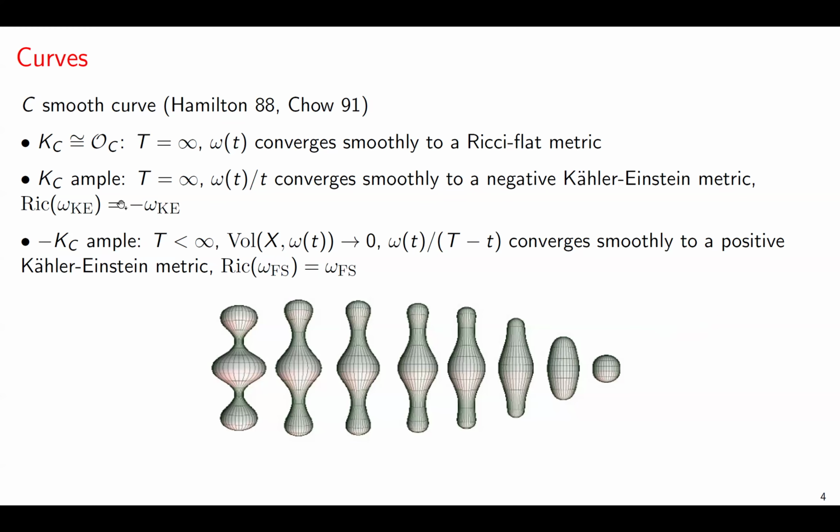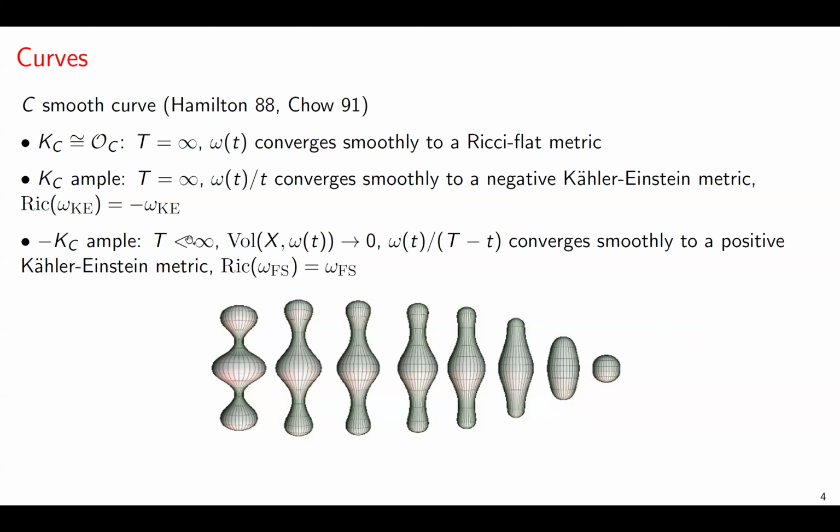So these two cases clearly give you an analytic approach to uniformization of Riemann surfaces. And the last case, when minus K_C is ample, so C is P^1, is actually the hardest by far. And here, finally, of course, the existence time is finite.